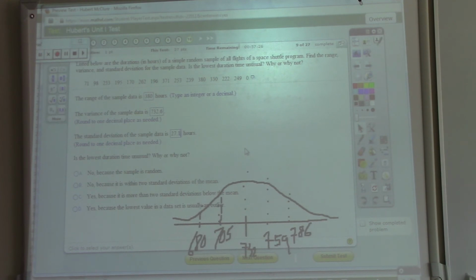Because it's, let's see, do we have, no, we do not. So that'd be D. Yes, I'm sorry, is the lowest time unusual? Is it unusual? That means, is it normal? Anyway, yes, it is unusual. Wait a minute. Lowest duration time is 0, so that would be way out here. Is it unusual? Yes, it would be. Yeah, so it's D. Okay.